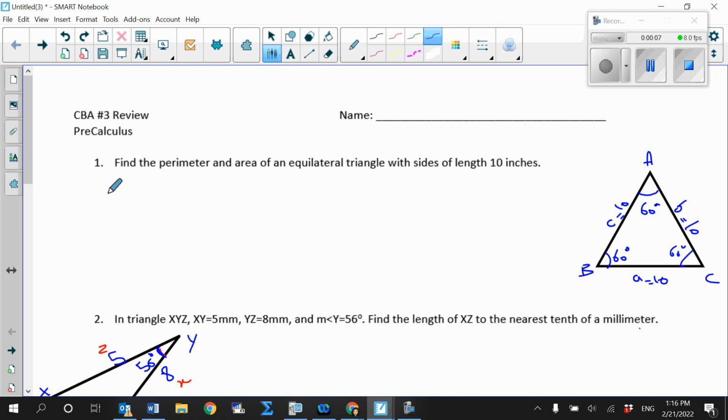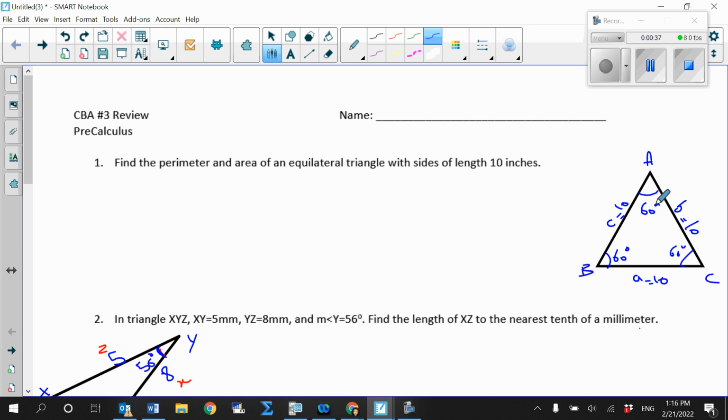Question number 1. Find the perimeter and area of an equilateral triangle with side length of 10 inches. So we have a triangle ABC and the sides are called side A opposite angle A, side B opposite angle B, and side C opposite angle C. This is an equilateral triangle. That means all the sides are equal to each other. They are 10. And of course, we know that the angles are also going to be equal to each other.